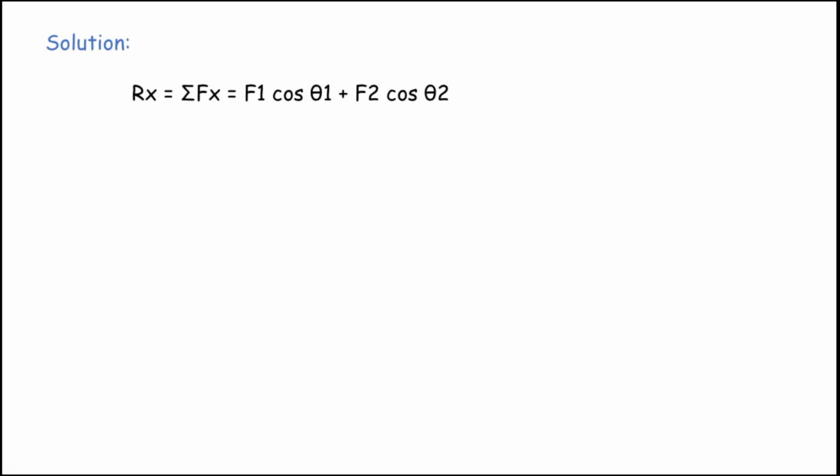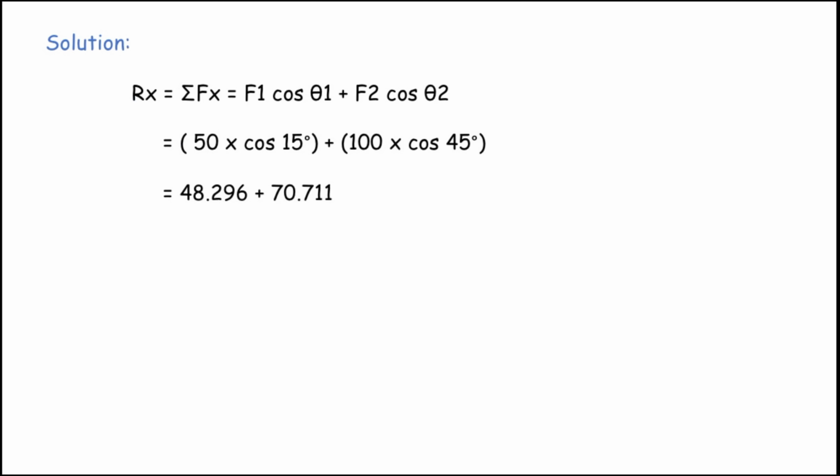So now I substitute the values of F1, theta 1 and F2, theta 2. So 50 into cos 15 degree plus 100 into cos 45 degree. The values we calculate are 48.296 plus 70.711. Now the summation of these values is 119 Newton. This is the resultant along the x-axis.